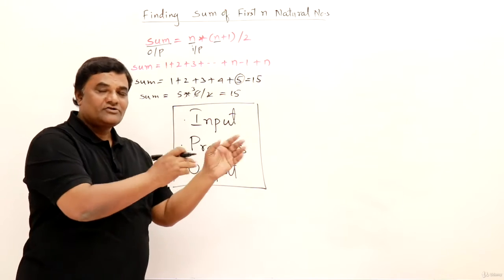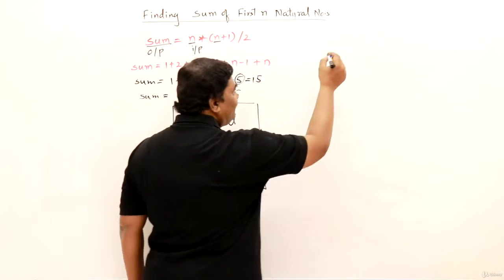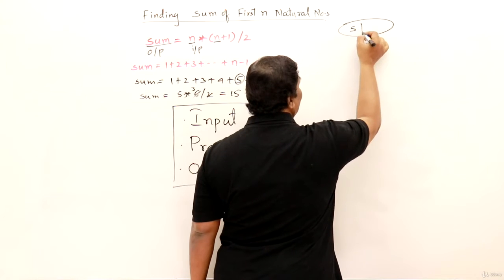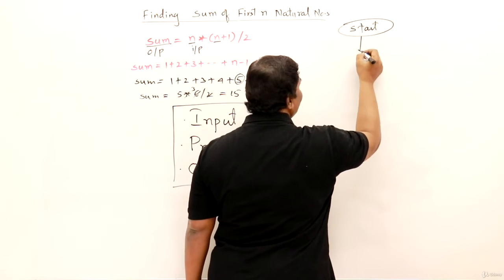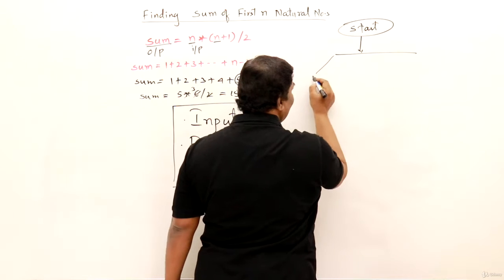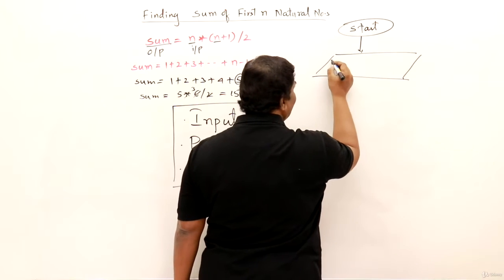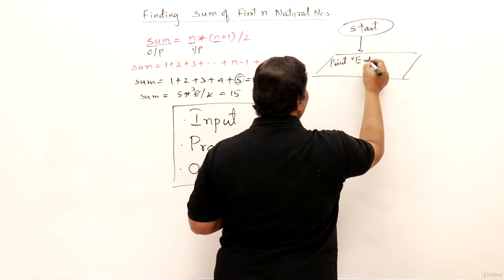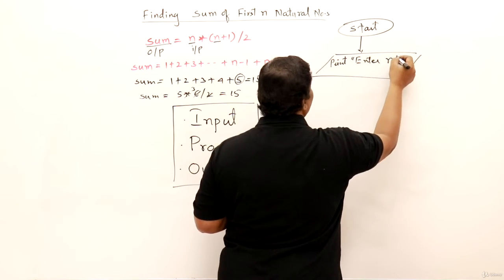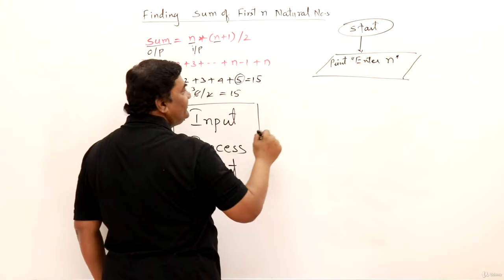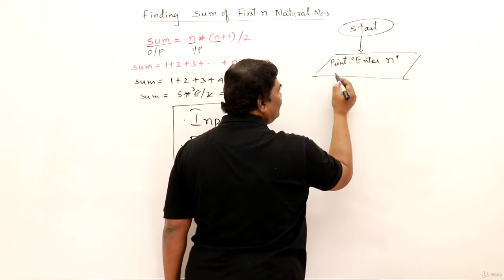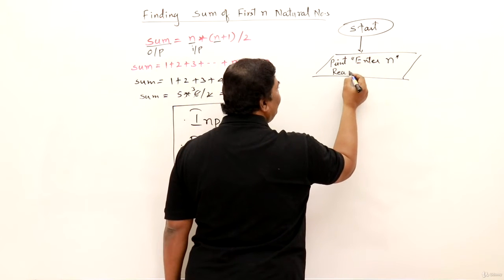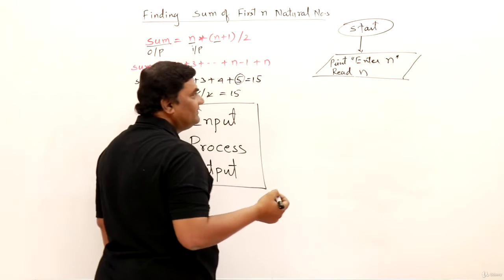So let us draw a flow chart. Let us start first: Start. Now the first step, I should take the input, so I should have an input box. Here I will say printf, enter n. The input is n here, so I should know the value of n. So enter n, then read a value into the variable n.